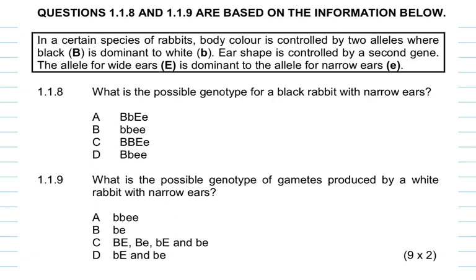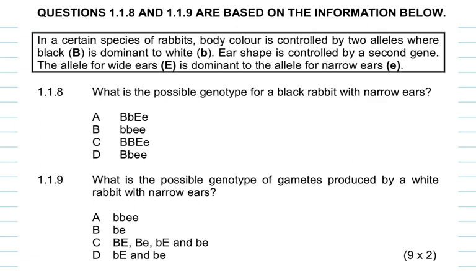They say, in a certain species of rabbit, body color is controlled by 2 alleles where black is dominant over white, and they give us the letters they want us to use there. And then ear shape is controlled by a second gene, and the allele for wide ears is dominant over the allele for narrow ears. My first recommendation when you get a question paper like this is to highlight the characteristics.